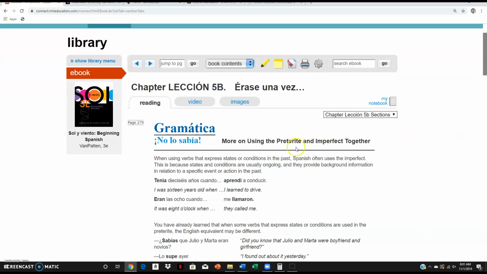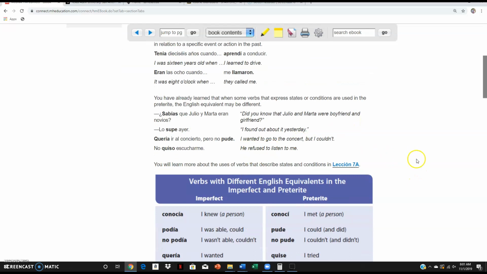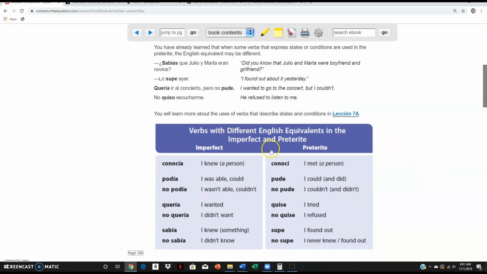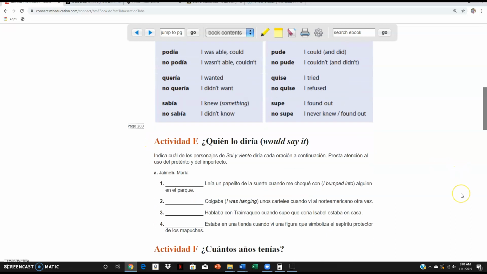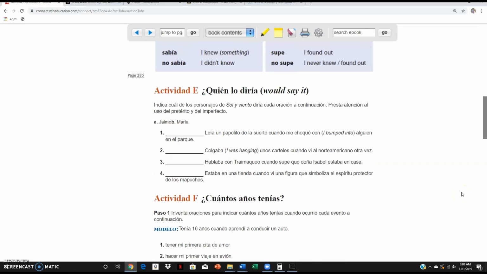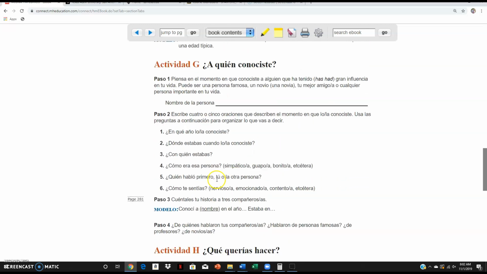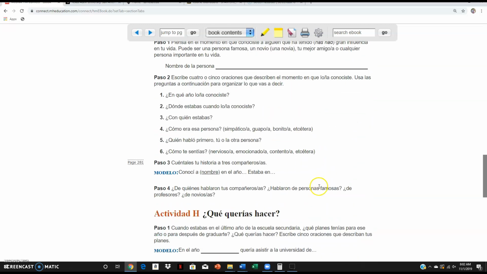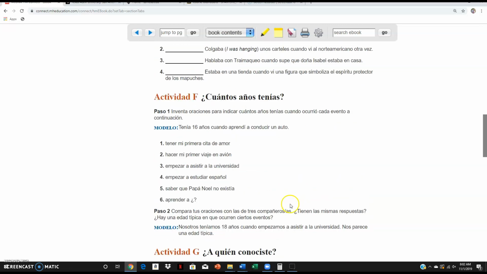This goes through and explains the preterite and imperfect together, which are forms of the past. It talks about how to use them together in a sentence, and about differentiating them, right? We've seen here as well the differences between different verbs in English using the preterite and imperfect: conocer, poder, querer, saber. Then we have a couple of different activities. What I want you guys to complete for today, which is what we were going to be working on, is on this page 280, actividad F, actividad G, so these two activities, F y G. ¿Cuántos años tenías? ¿A quién conociste? So let's look at them a little bit more in depth.